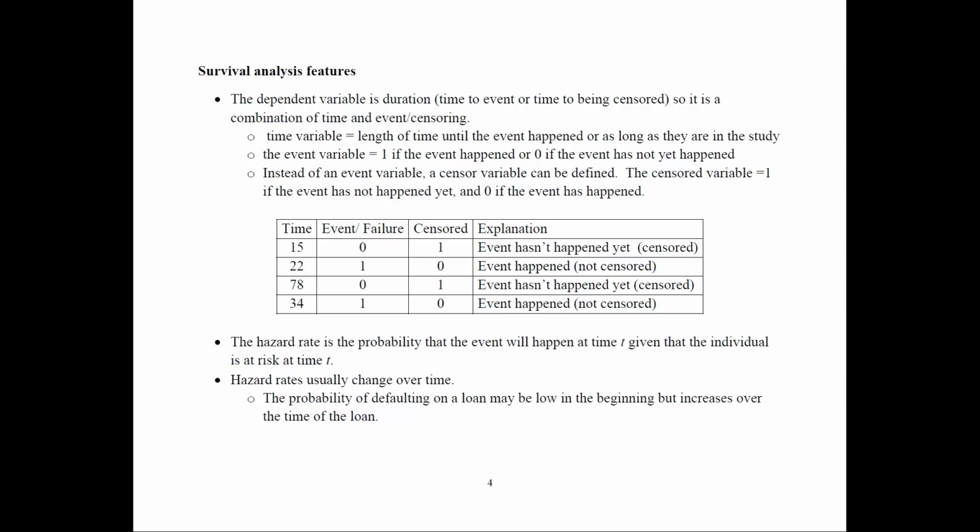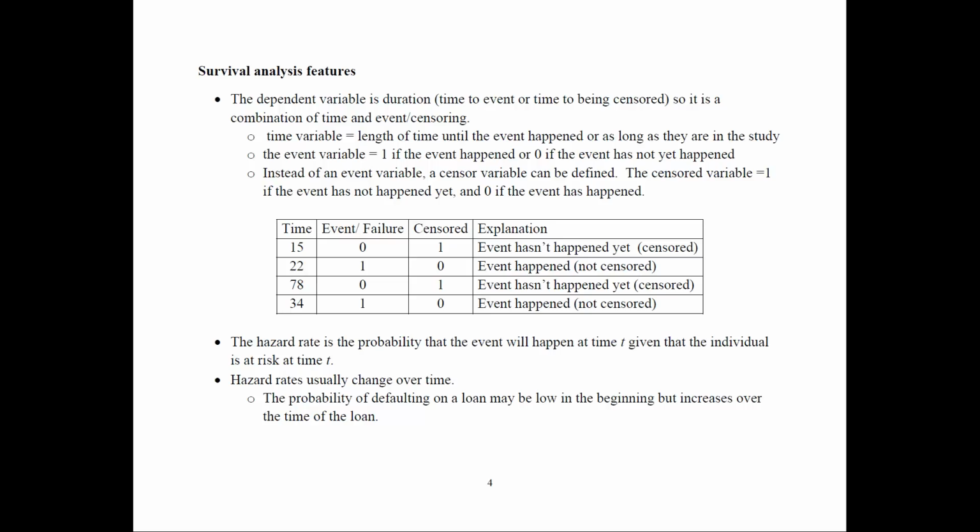Basically, for how long we have tracked the people over time. And the next component would be the event variable, or the failure variable. Same thing. That would be a 1 if the event happened, or 0 if the event hasn't happened yet. Now, to make things more confusing, instead of this event variable, we could also use a censor variable. And the censor variable would be equal to 1 if the event hasn't happened yet, and 0 if the event happened.